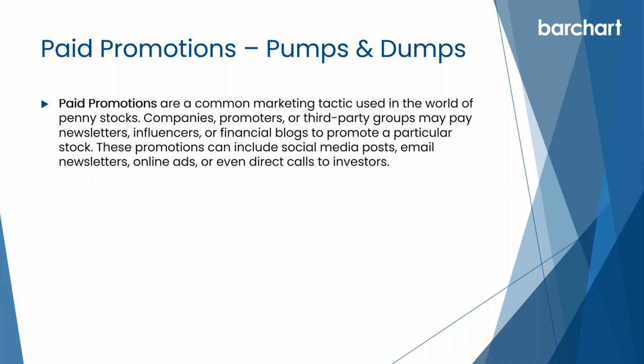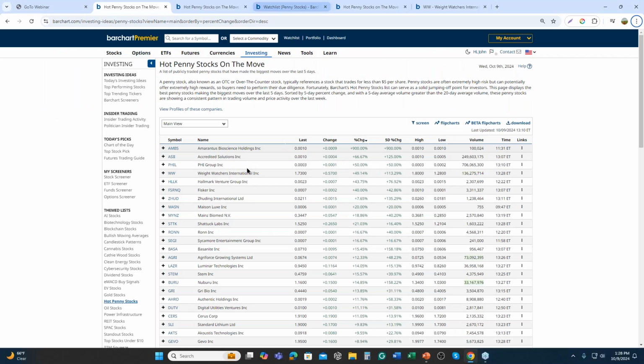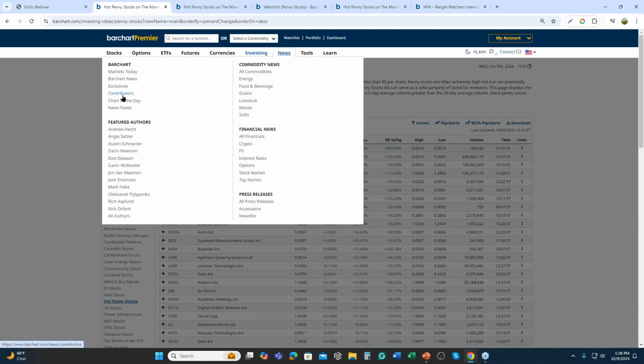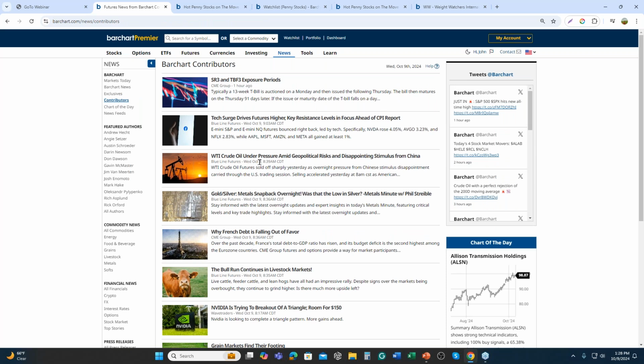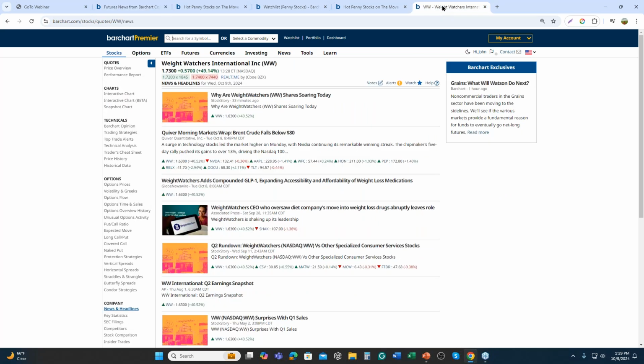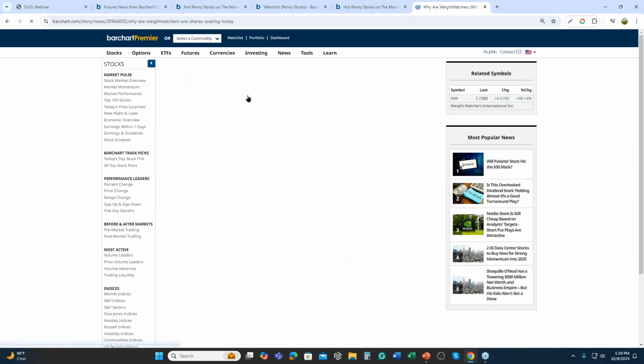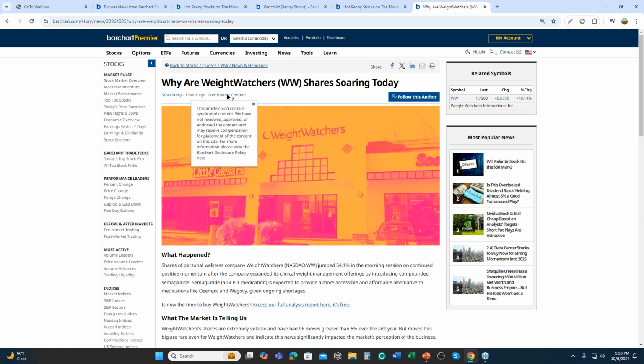So again, in terms of news, for instance, under collaborators, I can look at a lot of different types of news stories that are from third-party providers. Let's go to Weight Watchers, for instance. Today, this is a news story that came from Stock Stories. And if I click on that, notice it says contributor content. I just want you to be aware that we disclose to say, hey, we're getting paid a compensation for placement of this news story.